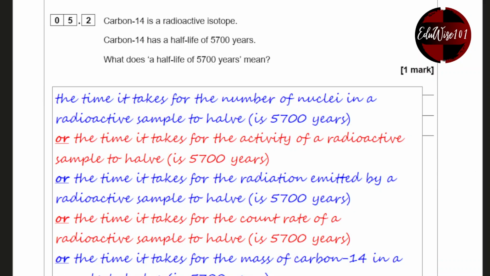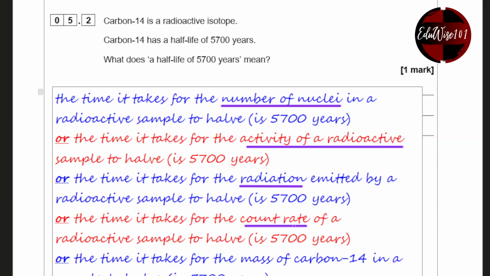The time it takes for the number of nuclei in a sample, radioactive sample, to half. So here we are talking about the number of nuclei. Or you could say the time it takes for the activity of the sample to half. Or you could say the time it takes for the radiation emitted simply rather than activity. Or you could say the time it takes for the count rate of a radioactive sample.